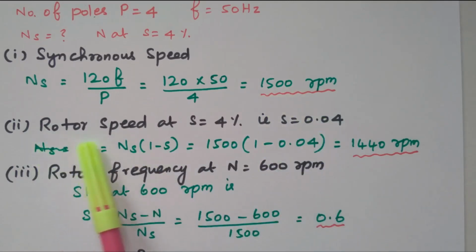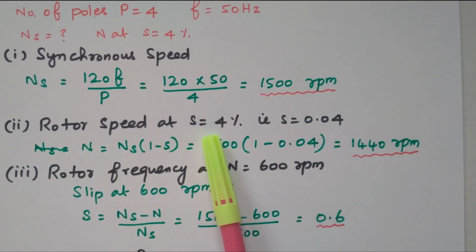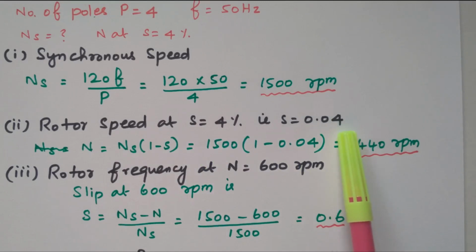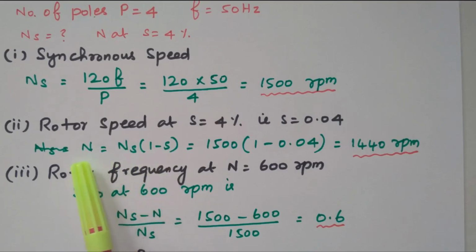Next we will find the rotor speed at 4% of slip. 4% of slip means 0.04. The slip value is 0.04, right. So the rotor speed can be calculated from this formula, n equal to ns into 1 minus s, the formula relating the synchronous speed and slip. From synchronous speed and slip, we can find the rotor speed. So these two data are available, so by using the formula, we can find the rotor speed.